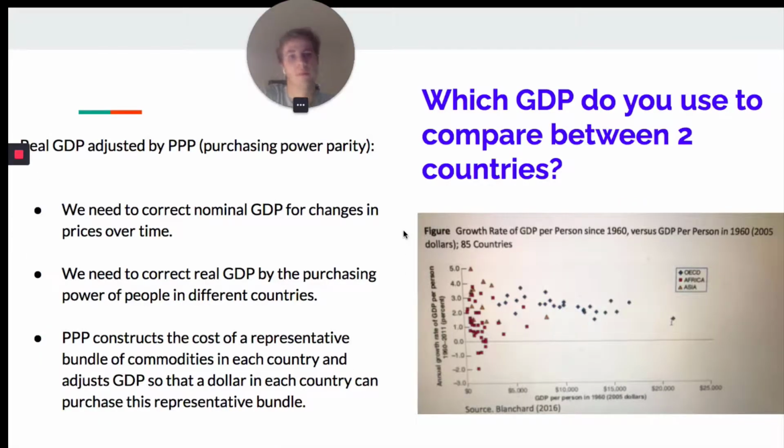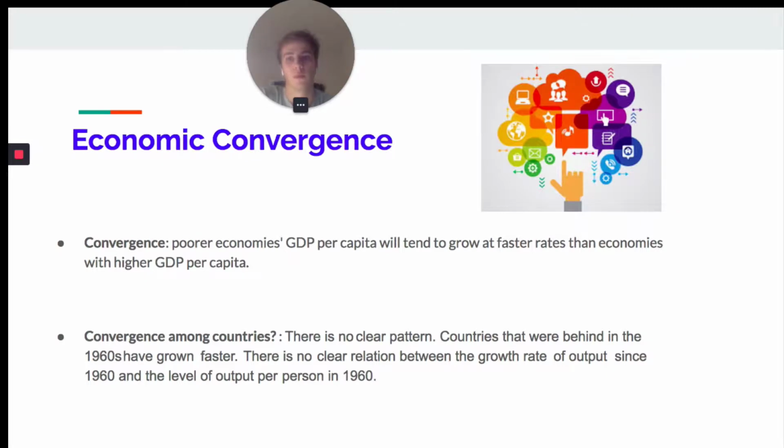The GDP that we use to compare two countries is the real GDP adjusted by the PPP, which refers to the purchasing power parity. It is important to correct nominal GDP for changes in prices over time, and also for the purchasing power of people in different countries. The PPP constructs the cost of a representative bundle of commodities in each country and adjusts the GDP so that a dollar in each country can purchase this representative bundle.